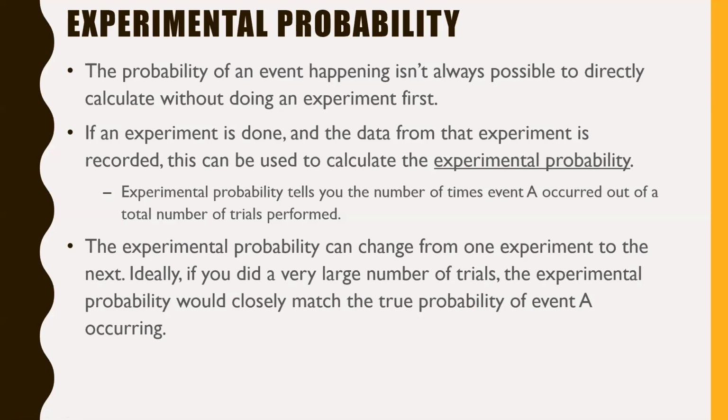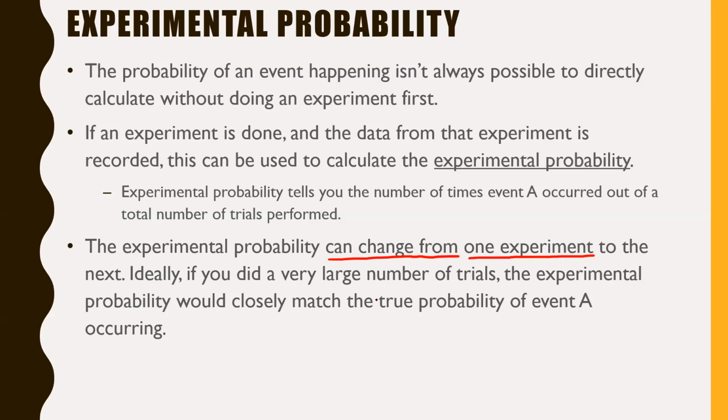So if an experiment is done and the data from that experiment is recorded, this can be used to calculate the experimental probability. This is the same idea. It's the number of times that you saw event A happening divided by the total number of outcomes you had in the first place, right? So again, like I just wrote below, it tells you the number of times event A occurred out of a total number of trials performed.